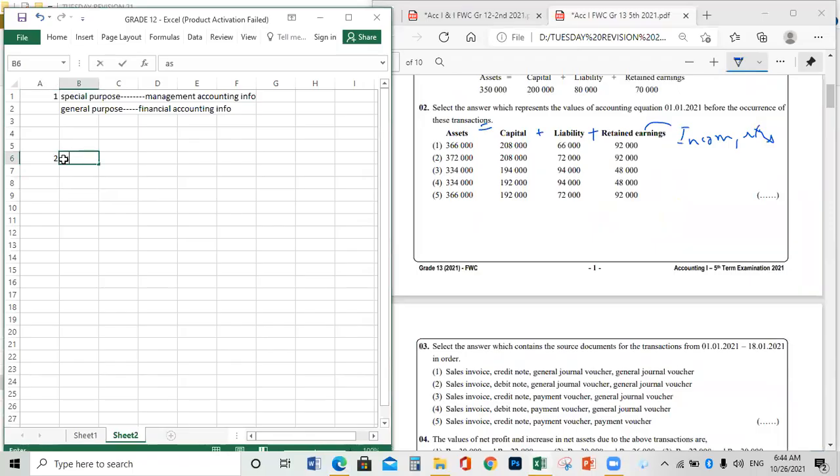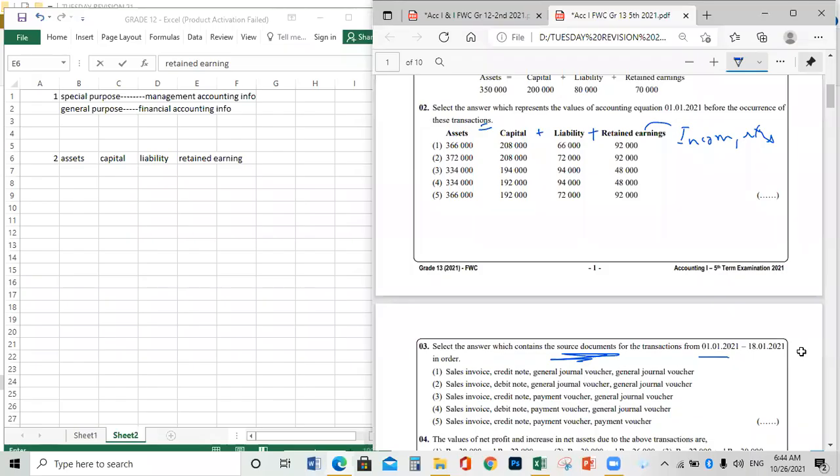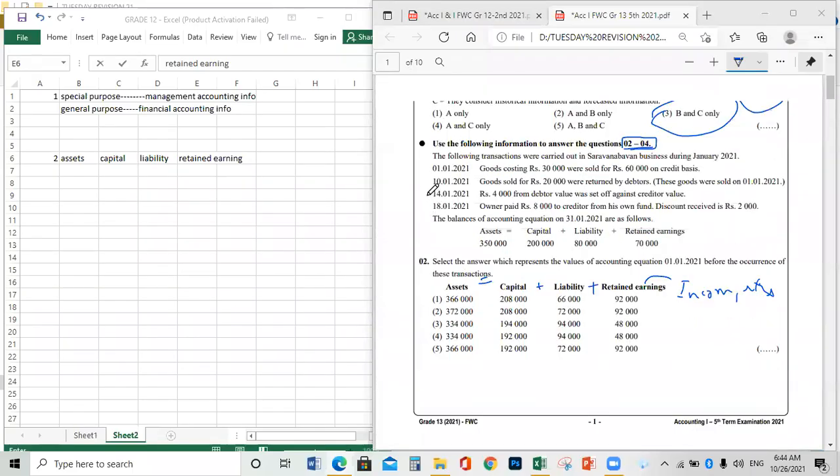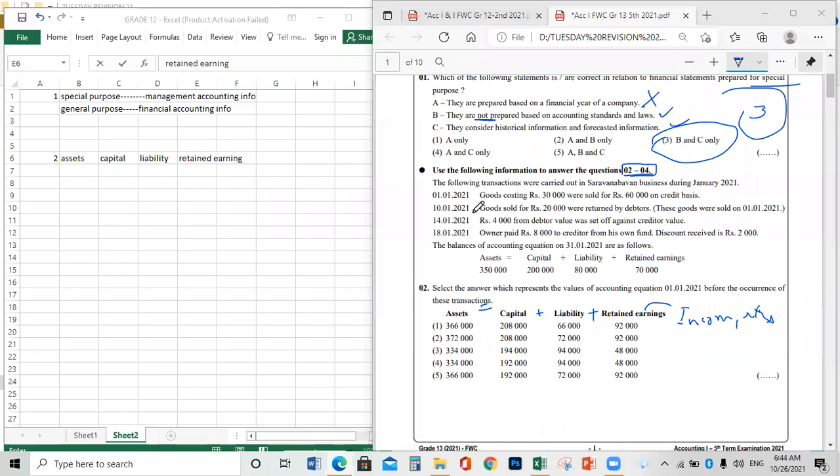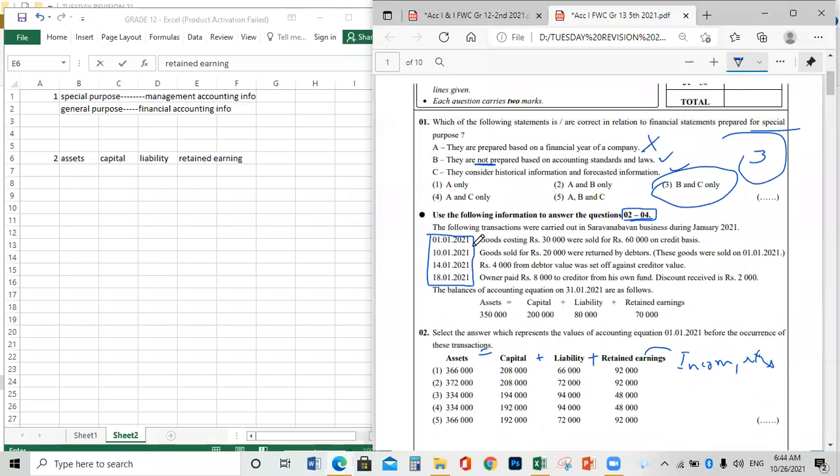So I'll just put it here: assets, capital, liability and retain earnings. So that's what they are asking, right? Now go to the second requirement. So what is the second requirement? Select the answer which contains the source documents from January 1st to January 18 in order. So they are asking you to write the source documents for this in order. That is January 1st to January 18. That is everything. They are asking you the source document.